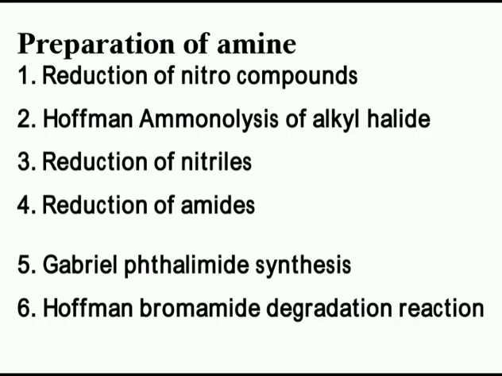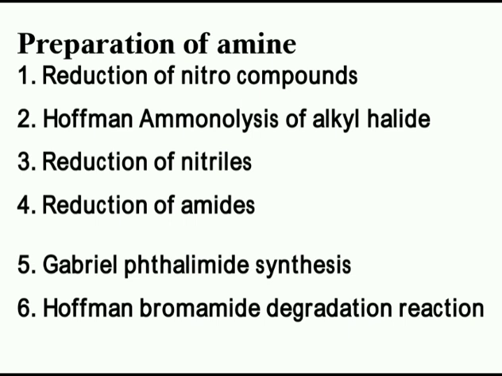Hello students, today we are going to study the methods of preparation of amines. Here you can see there are 6 methods. Number 1 is reduction of nitro compounds, number 2 is ammonolysis of alkyl halide, number 3 is reduction of nitriles, number 4 is reduction of amide, number 5 is Gabriel phthalimide synthesis, and number 6 is Hofmann bromamide degradation. But each method has its own merits and demerits. So let us discuss them one by one.